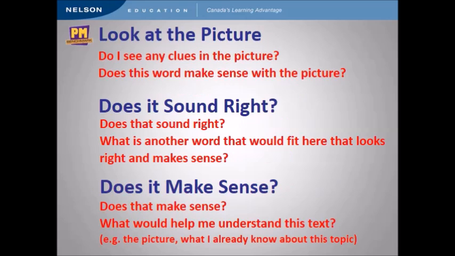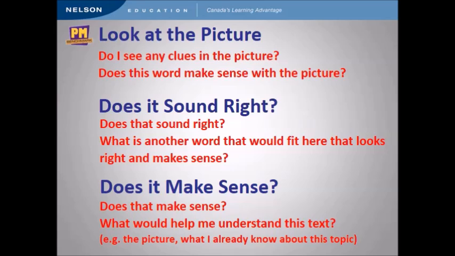So I'm going to give you some examples of prompts that students might be using. For instance, and you might post these as anchor charts in your classroom that the students could be referring to when they're working with reading. So for example, we might have prompts that are about the picture. So we might be getting students to say to themselves, do I see any clues in the picture? Does this word make sense with the picture?